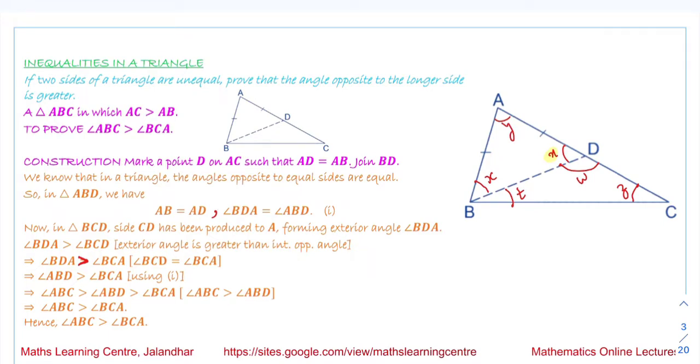The first theorem we have over here is that a triangle ABC is given to us, and it is given that one of the sides of the triangle is greater than the second. Suppose we are saying this side AC is greater than the side AB. What we have to prove is that this angle at B is greater than this angle at C.